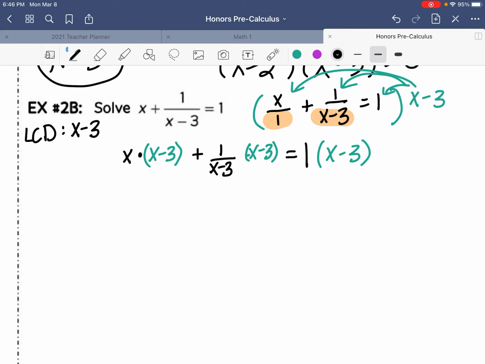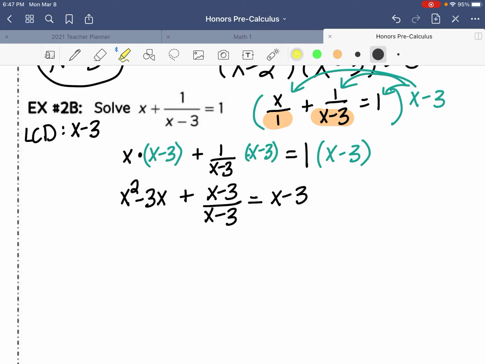All right, so we're going to have to do just some distributing here. So this is going to turn into x squared minus 3x. So 1 times that's going to be x minus 3 over x minus 3. And then 1 times x minus 3 is going to be x minus 3. All right, so we should be able to determine here that I have x minus 3. That's going to cancel. However, there still is going to be a number there. That is another common mistake that students make. If you have all pieces cancel, you're still left with the number 1.